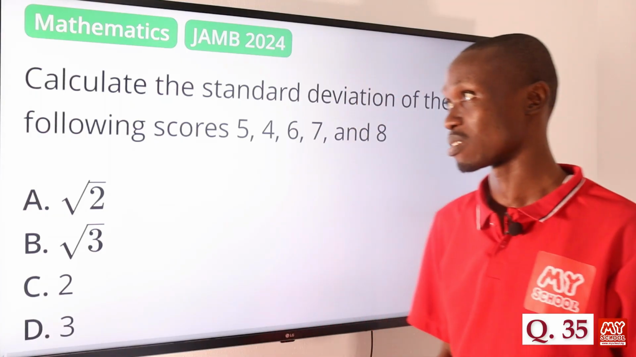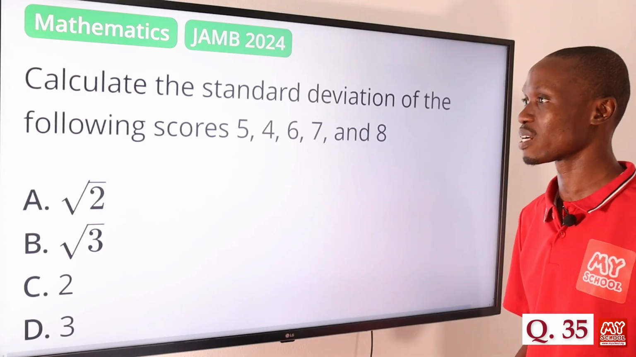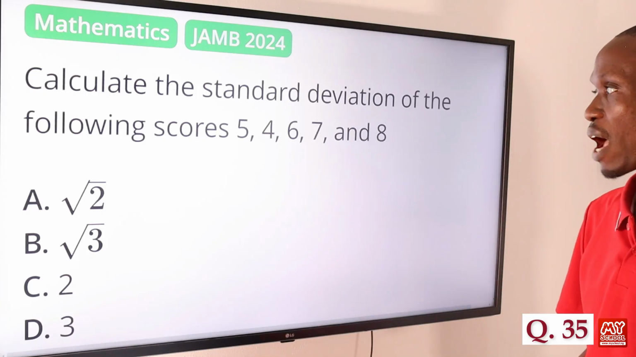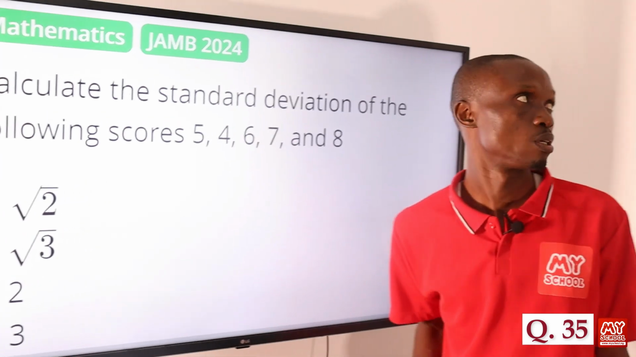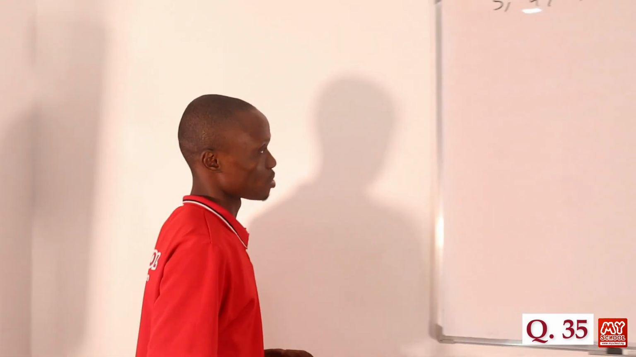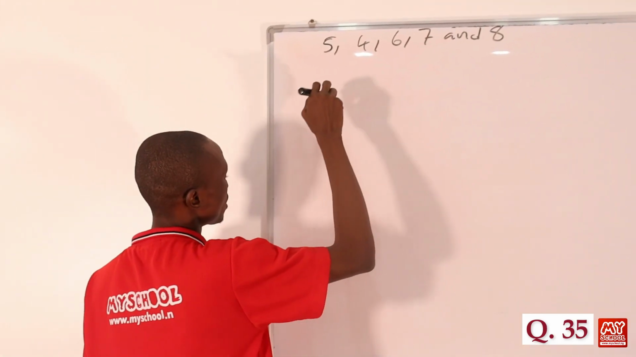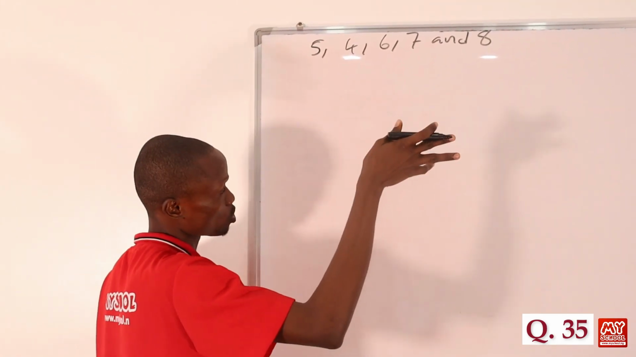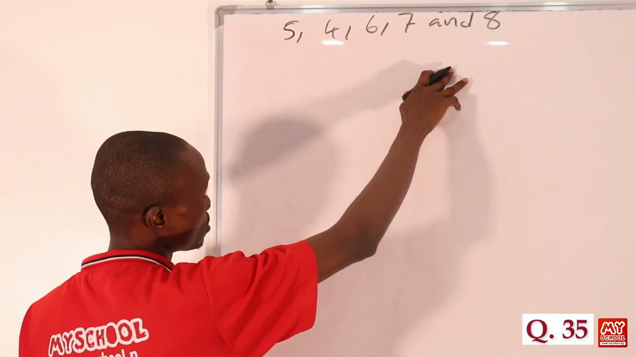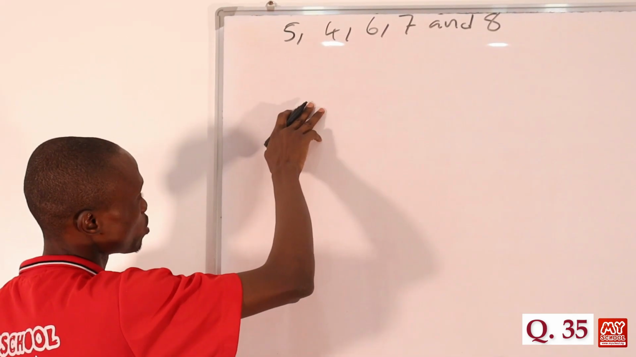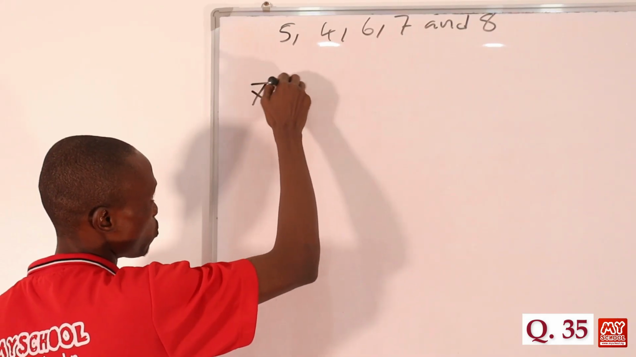Moving on to question 35. Calculate the standard deviation of the following scores: 5, 4, 6, 7, and 8. So let's move over to the board to provide the answer to this question. We know that standard deviation is actually the square root of variance. So first of all, we'll calculate the variance of these scores. To do that, we first need to get our x bar, which is the mean.